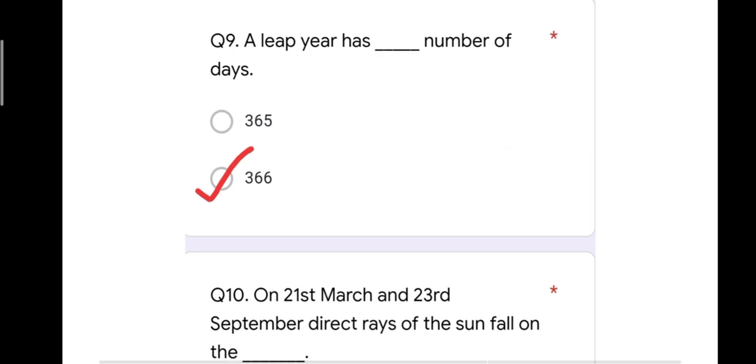Now question number 9 was, a leap year has dash number of days. Again the two options were 365 days or 366 days. So here children, we very well know that leap year has got 366 days. So option number 2, 366, is the right answer, whereas 365 days children is the number of days that we usually have in a year. So 366 is the correct answer.